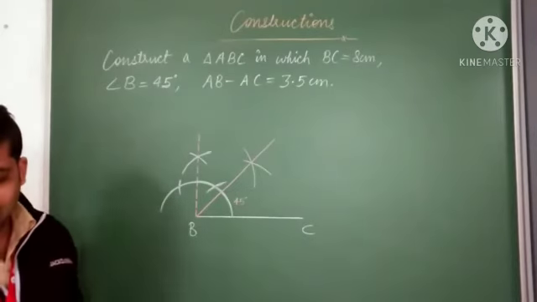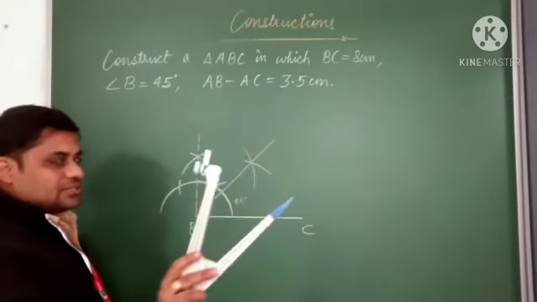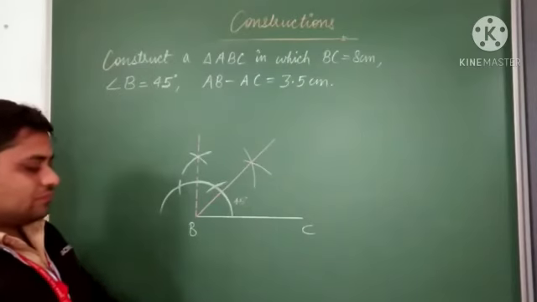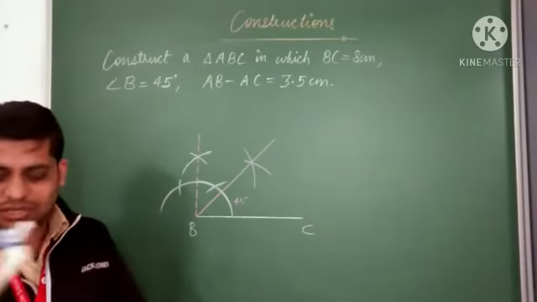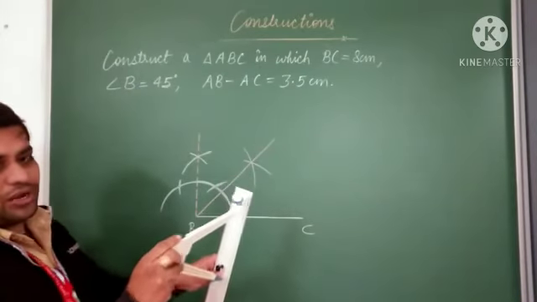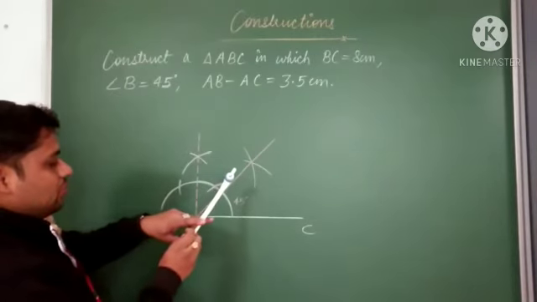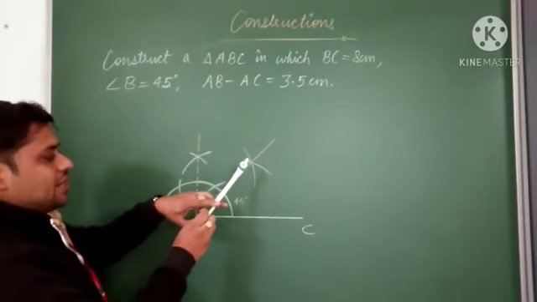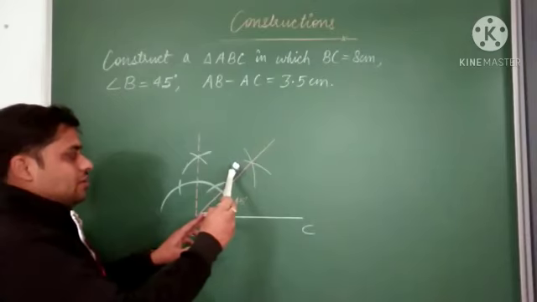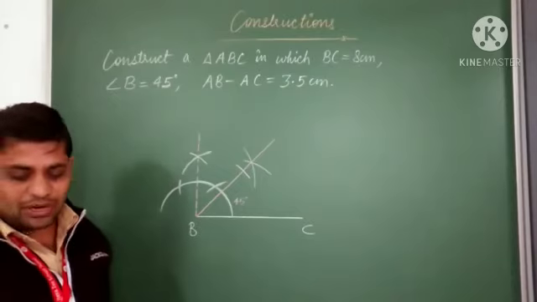Now again we will take the compass and set a radius of 3.5 centimeter, since AB minus AC we want 3.5. We will measure this 3.5 on a ruler, and we will keep the compass at the starting point B. We will cut an arc at a distance of 3.5 centimeter.